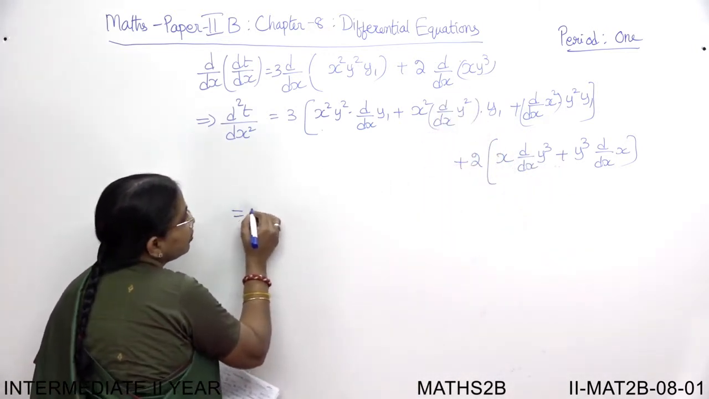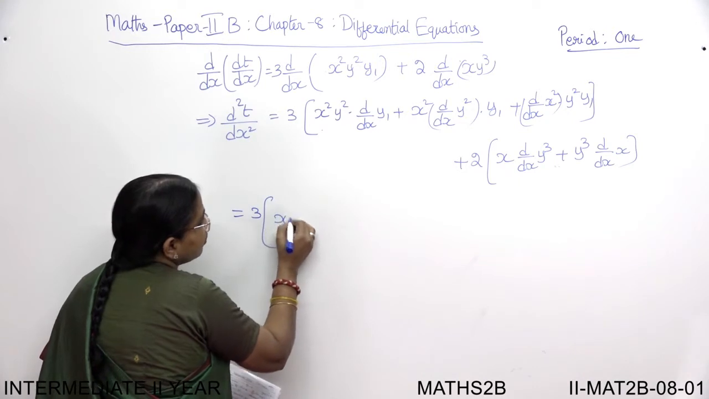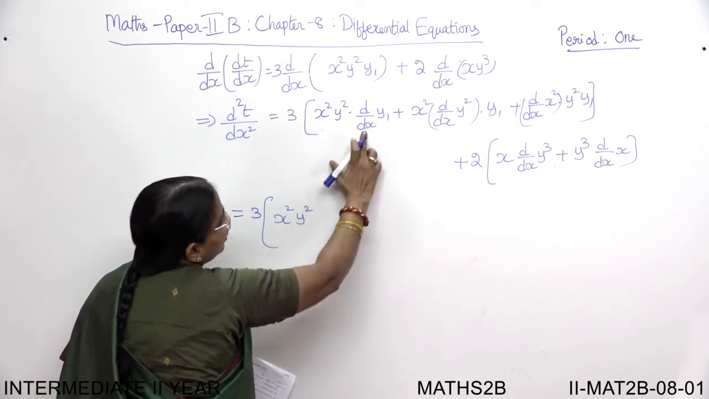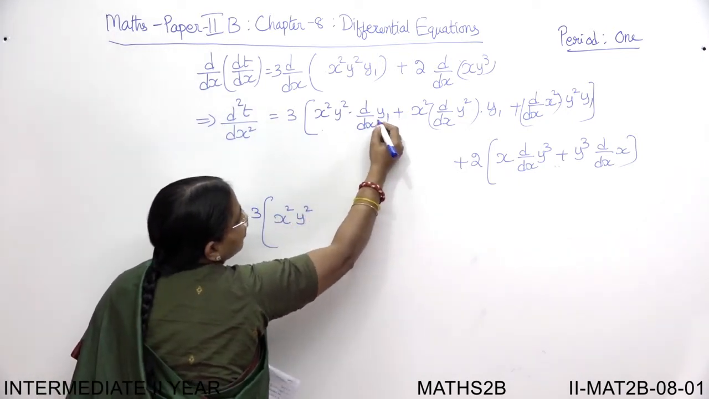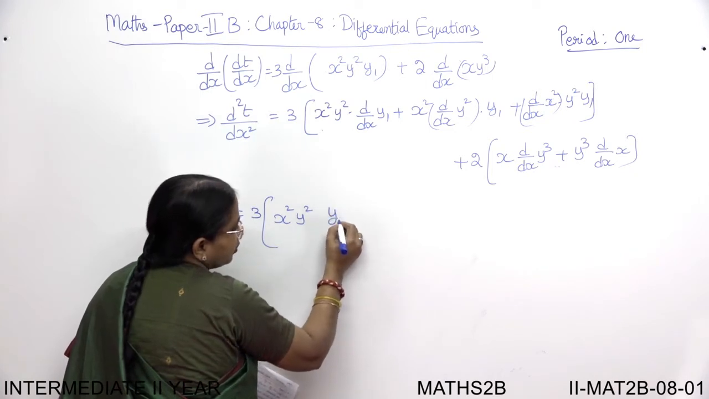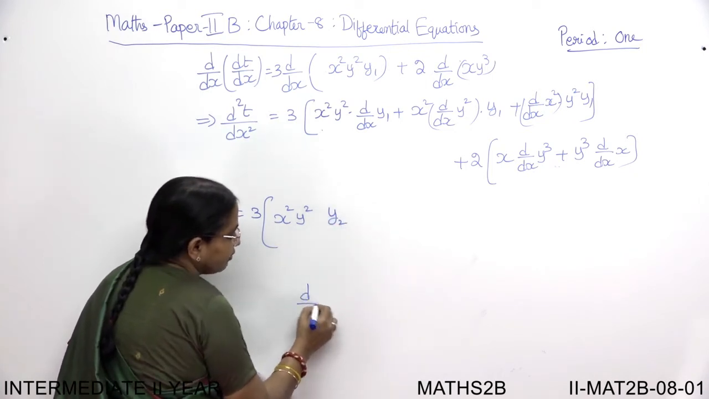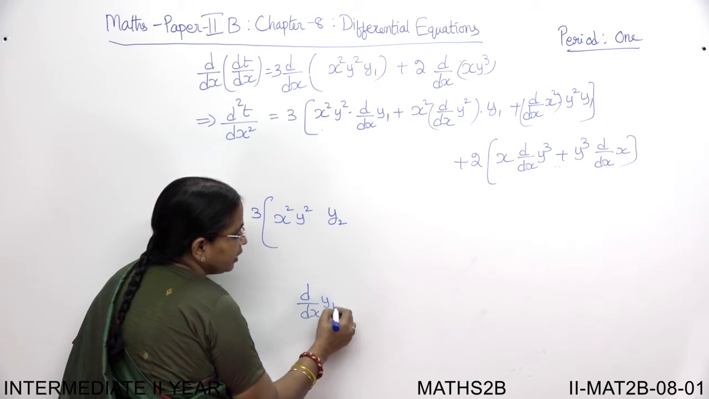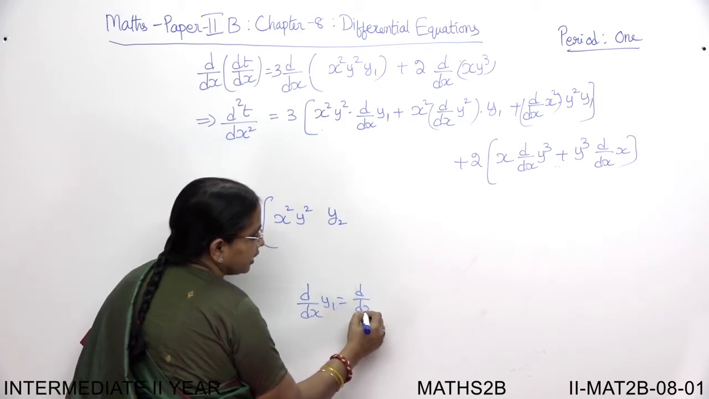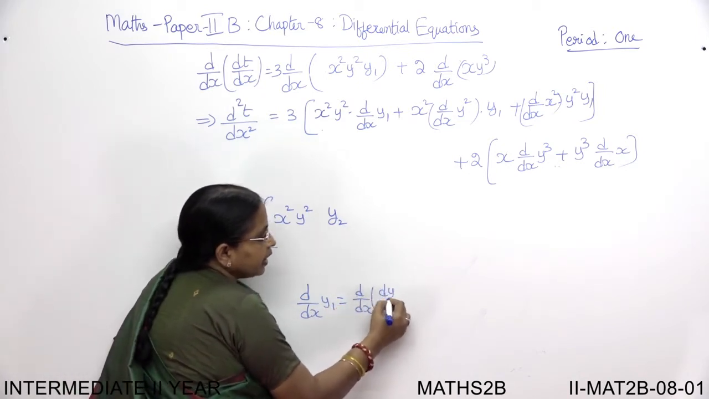So it is equal to 3 into, now see how it is written, y square into derivative of y1. Derivative of y1 is what? y2. Derivative of y1 means what? It is d by dx of dy by dx.